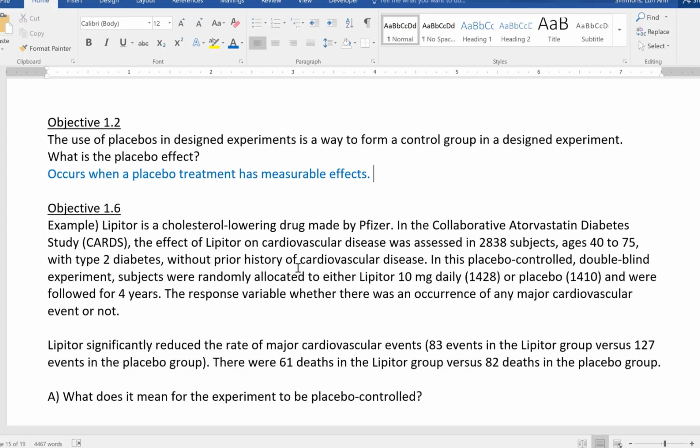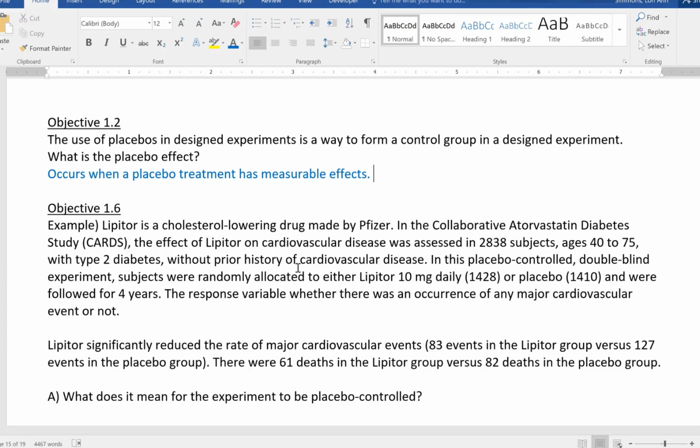Lipitor is a cholesterol-lowering drug made by Pfizer. In the CARDS study, the effect of Lipitor on cardiovascular disease was assessed in 2,838 subjects, ages 40 to 75 with type 2 diabetes, without prior history of cardiovascular disease. In this placebo-controlled, double-blind experiment, subjects were randomly allocated to either Lipitor 10 milligrams daily or placebo and were followed for 4 years. The response variable is whether there was an occurrence of any major cardiovascular event or not.